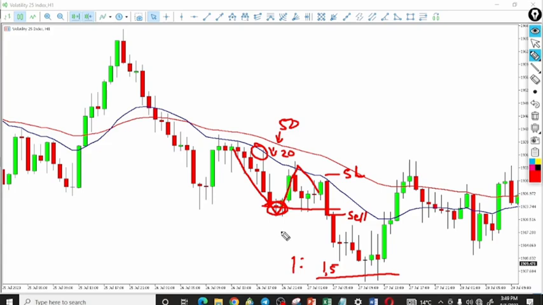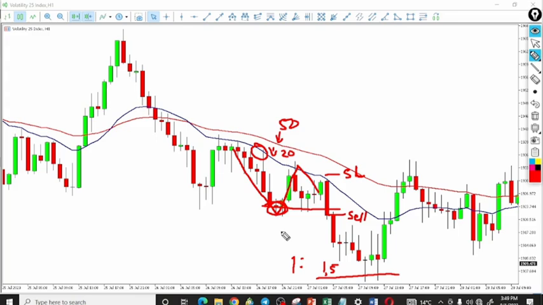So you might be asking, why did I choose these numbers, 1 to 1.5? Okay, this is a breakout strategy. After every breakout, the market will mostly move in the direction of the breakout, but it will also seek to make a reversal, right?